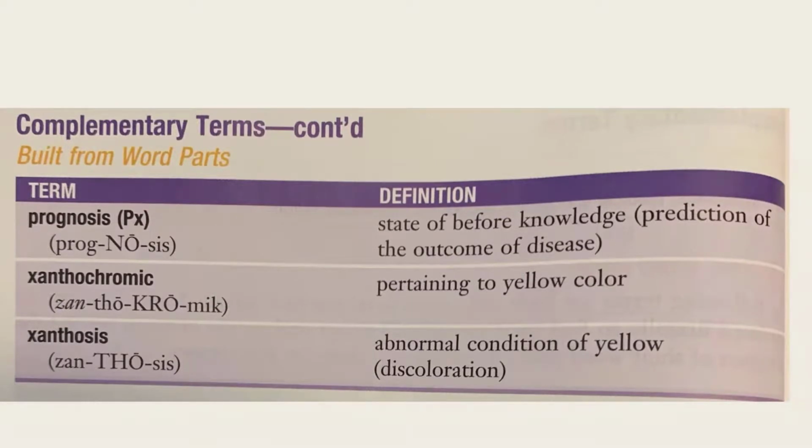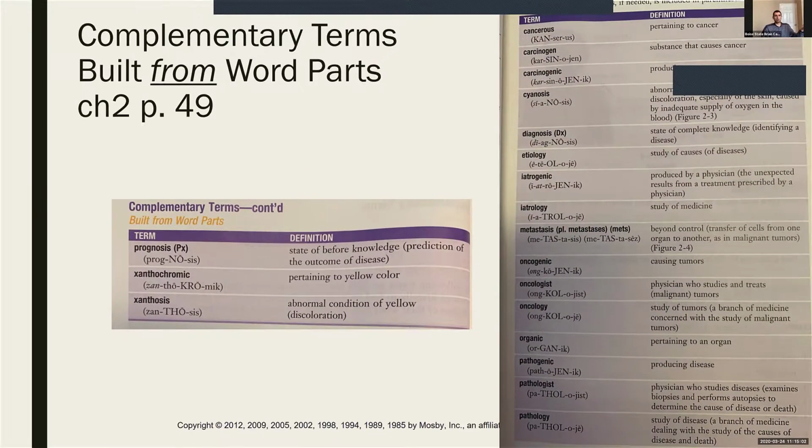before knowledge, or prediction, or the outcome of the disease. So if we say, what is the prognosis? That's what is our prediction of what's going to be the outcome of this disease. Most of the time we see that used in medical research, where we would ask, what's the prognosis of a patient with this disease state?